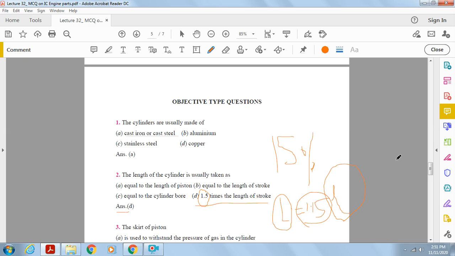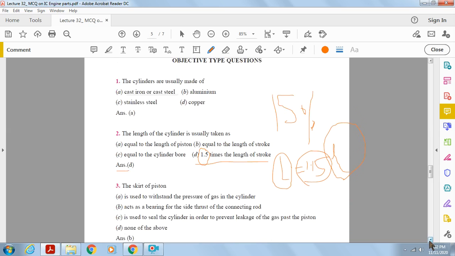The length of the cylinder, as I have told you, is generally taken with a minimum of 15% additional margin provided over the length of the stroke. That is a minimum value of 1.15 times the stroke length l, but you can go more than that, though ultimately the cylinder dimensions will be increased. Here we see that 1.15 is not provided in the options, so the nearest value, 1.5, can be assumed to be the correct answer.